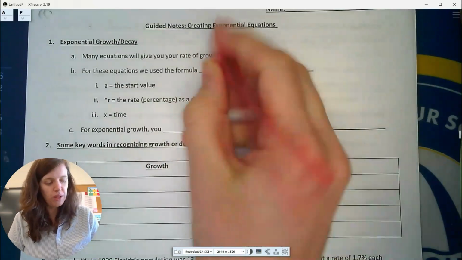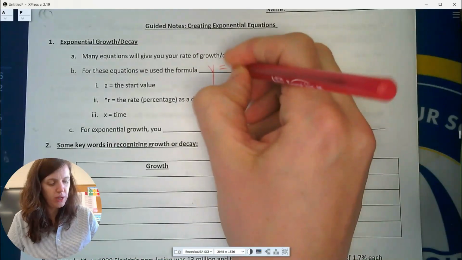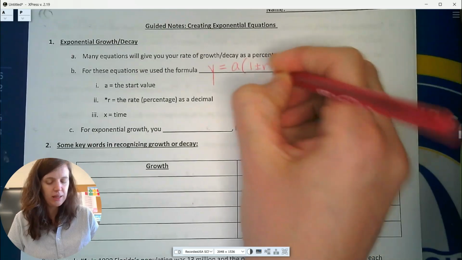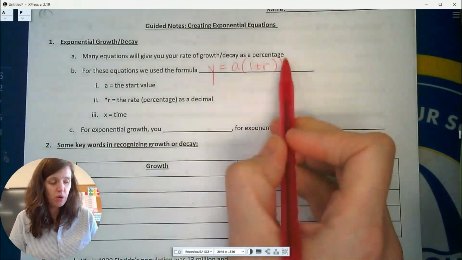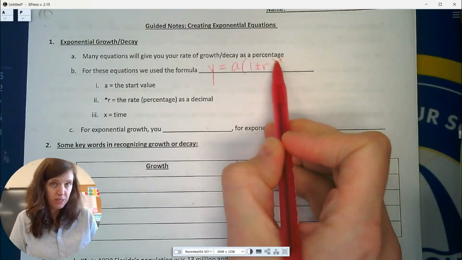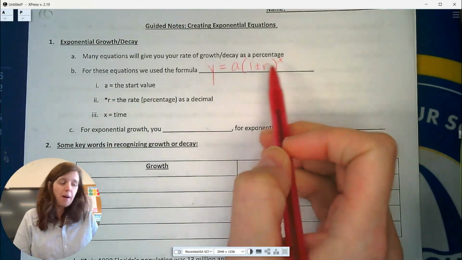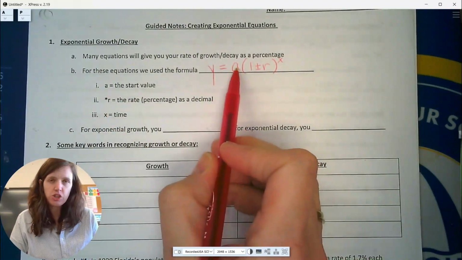We can use a formula where y is equal to a, times 1 plus or minus that rate we're talking about, to the x power. These are all exponentials, which we know means you have an x in the exponent. Not a 2 or a 4 or some number there, but an x in that exponent. And the a represents the starting value.